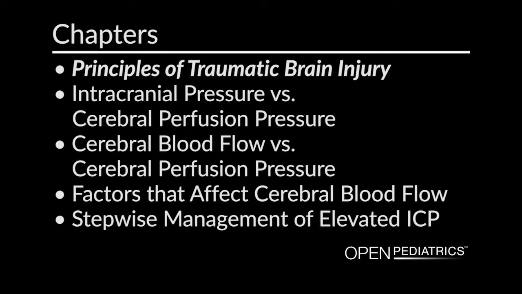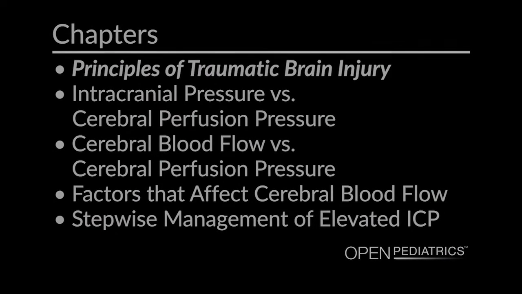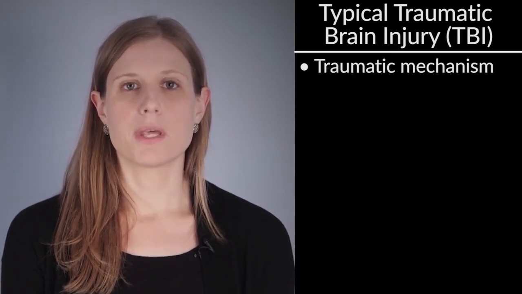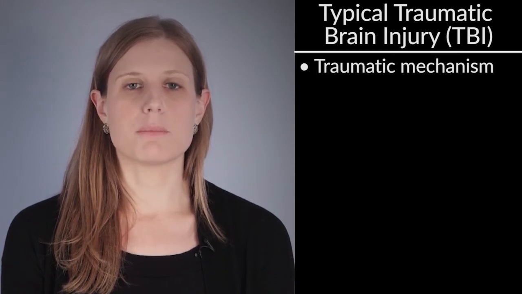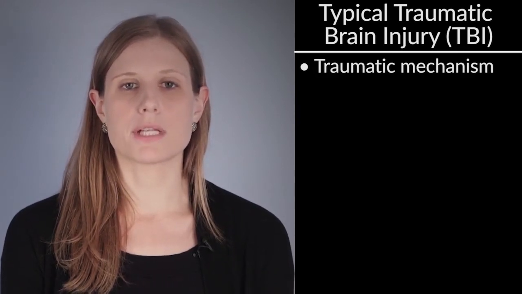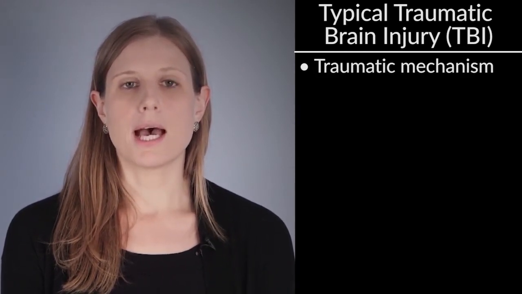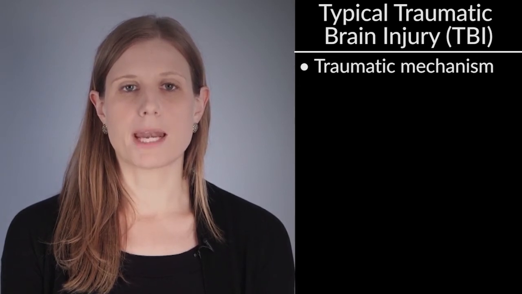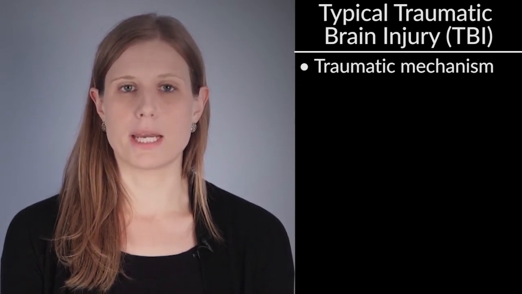Principles of Traumatic Brain Injury. So first we're going to start talking about some of the principles of traumatic brain injury. Typically you're going to see this in the setting of some type of traumatic mechanism, whether a high-speed motor vehicle accident or some other type of non-accidental trauma, that is the cause of the brain injury.